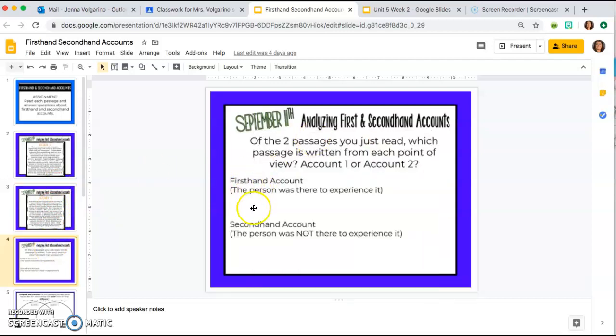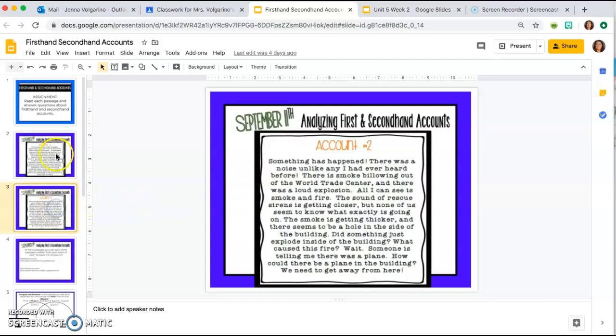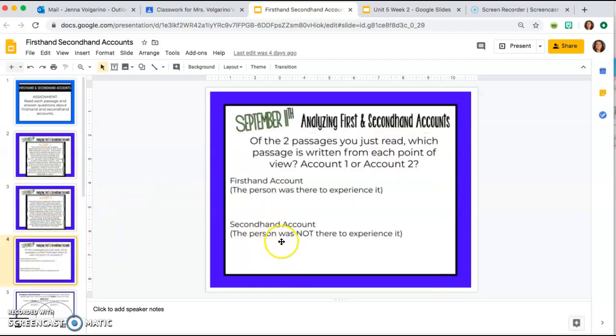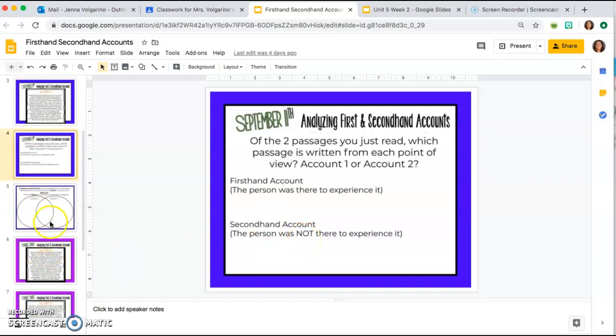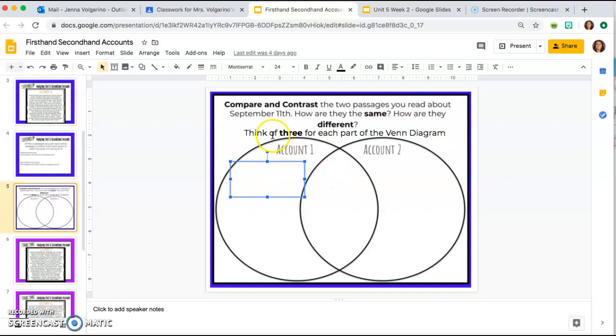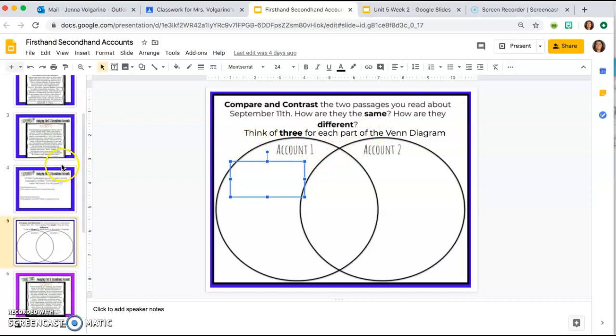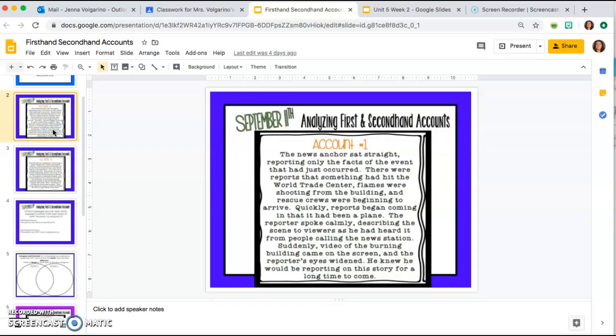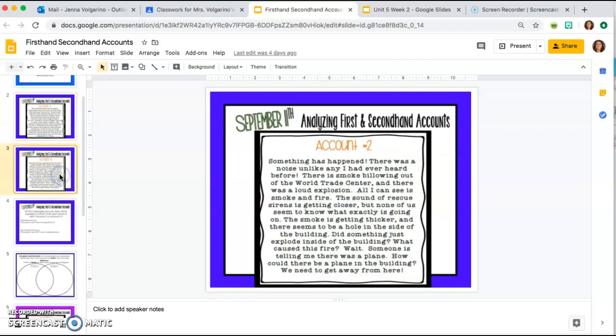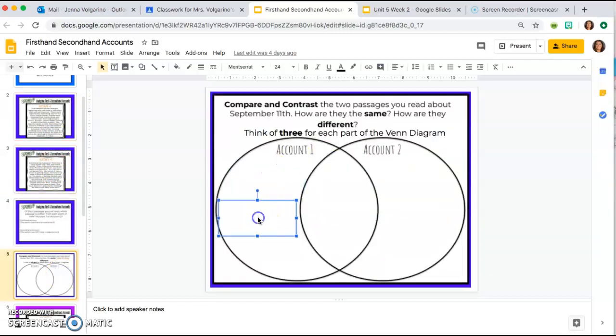So which one would be the first-hand account? So I'd say either the first one, account 1, or the second one. Okay, which one was the second account? Second-hand account, either the first story I read or the second one. Okay, then I am going to go ahead and it says, compare and contrast the 2 passages you read about September 11th. How are they the same? How are they different? Think of 3 for each part of the Venn diagram. So I need to think of how was account 1, the first one I read, similar and different from the second one that I read. And I need to have 3, so there's 3 text boxes for those of you who use them.